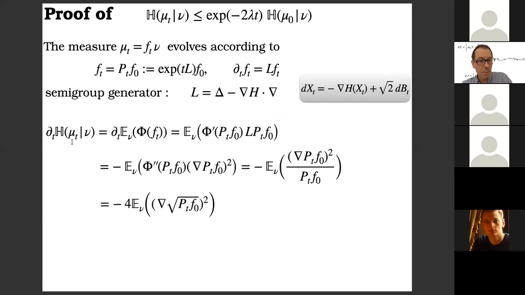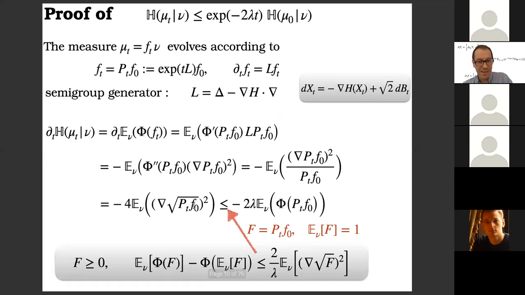And one can basically rewrite this derivative of the entropy in terms of the gradient of the square root of P_t f_0, so basically of f_t. So what the Log-Sobolev inequality tells us, all that, the first part, are identities, and what the Log-Sobolev inequality tells us is that essentially one can estimate this part by plugging again the entropy on the right-hand side, and therefore leading to this exponential decay. So the difficulty of the Log-Sobolev inequality is that since we don't know anything about P_t f_0, we need to establish it for any function f. So that will be our goal.